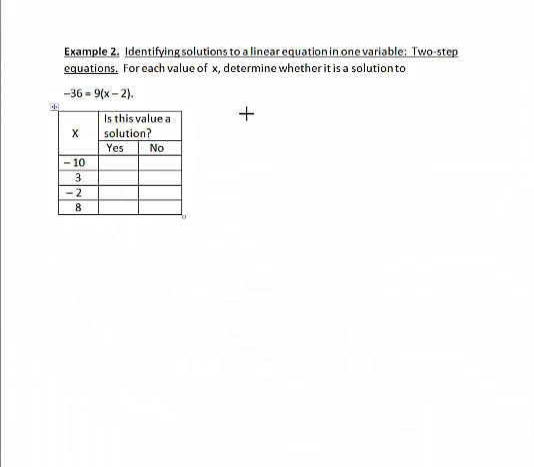Example 2. Identifying solutions to a linear equation in one variable. Two-step equations. For each value of x, determine whether it is a solution to. Here is our equation. So in relation to the two questions that we answered on the previous page, we have a left-hand side and then we have a right-hand side.